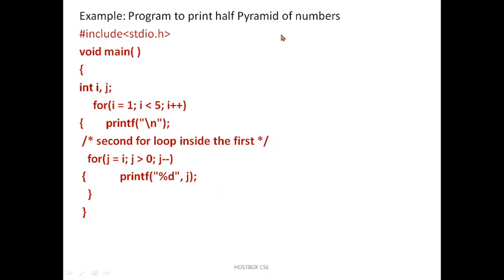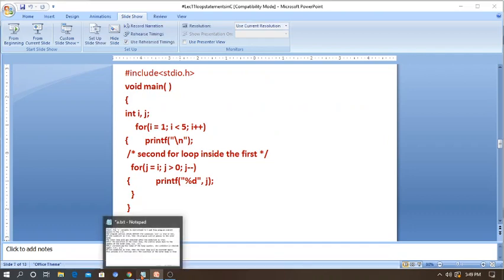The program to print a half pyramid of numbers. If you want to print the half pyramid numbers, how can you start? We can write int i, j, because we are using two for loops here. So for i equal to 1, i less than 5, i plus plus, then printf slash n. So we are going to generate 5 rows. And for the second loop I am writing for j equal to 1, j greater than 0, that means if the j value is greater than 0, j minus minus, decrement the value, and at last print the j value. Let's go for an explanation before executing the program.